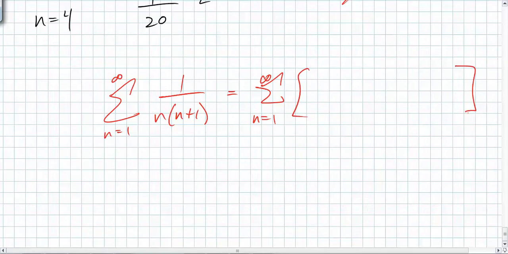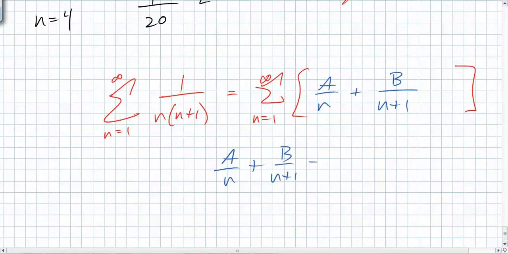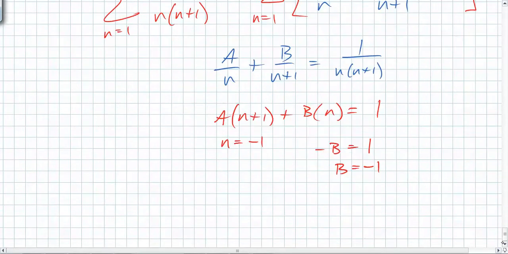Yeah, I just expanded it, so what am I going to want to try to do? I'll give you a hint. What's that stand for? Partial fraction. So what do we want to do? It's a over n plus b over n plus 1, and we know that a over n plus b over n plus 1 has to equal 1 over n times n plus 1, exactly. Yay! So then we know that another magic value is n equals, so a times 1 is equal to 1, so what does a equal?